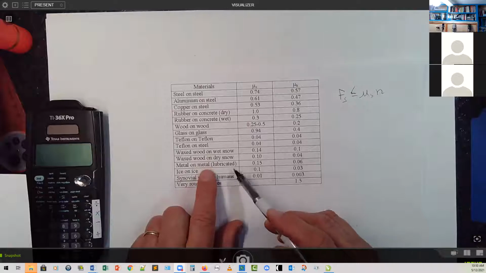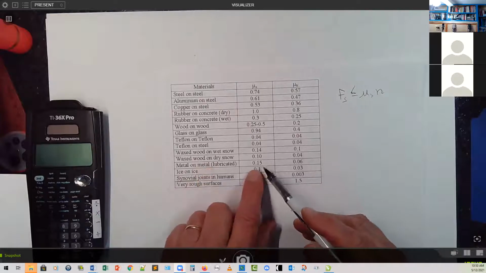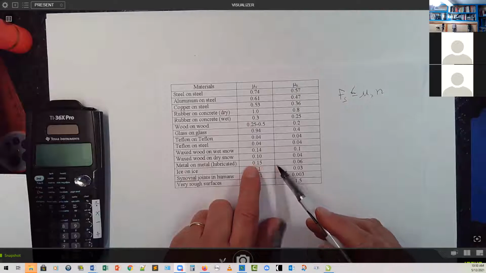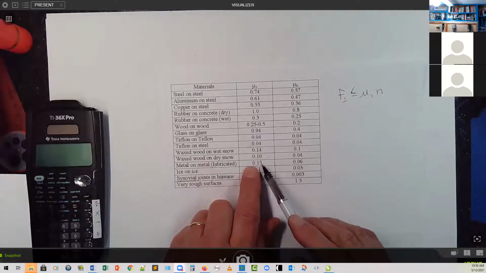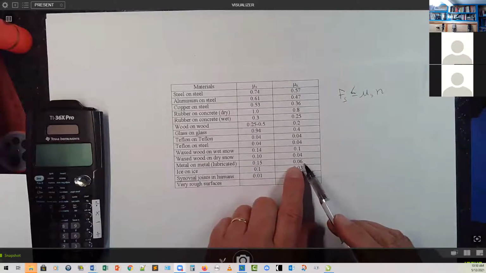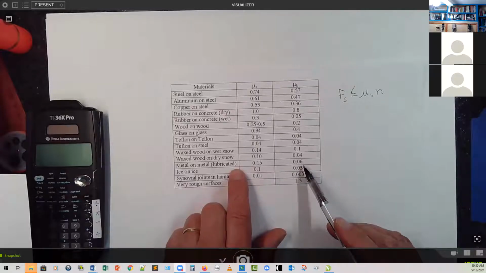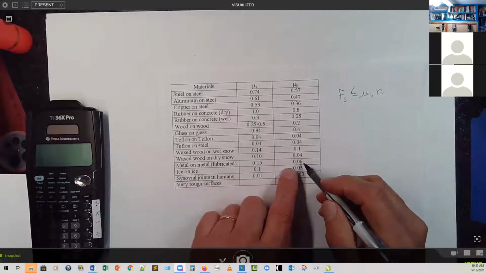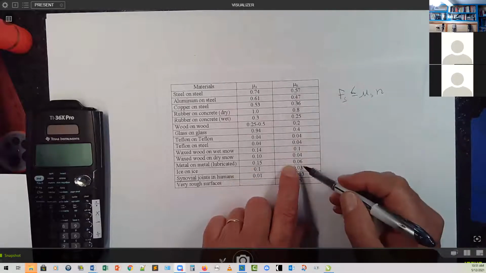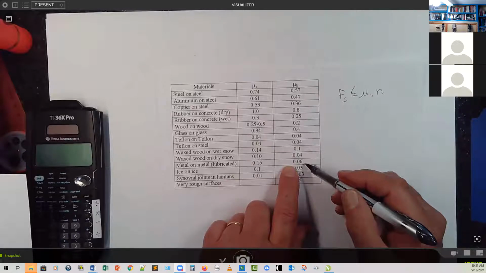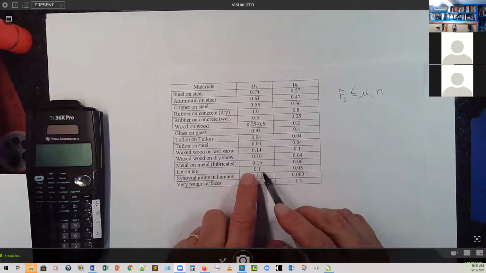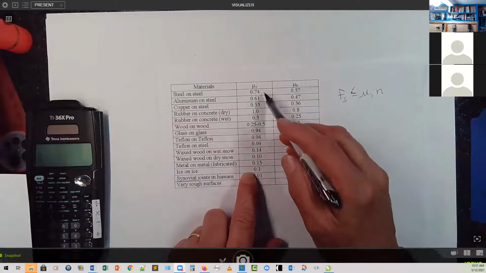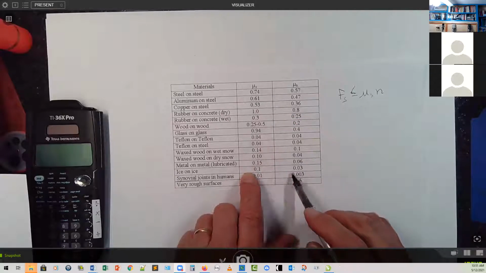Metal on metal lubricated, that would be a layer of oil between the two things. So quite a bit higher. It's actually 0.15, which is 2.5 times as high as 0.06. So when you have oiled metal sliding past oiled metal, that's kinetic friction. They move very easily. Ice on ice, it can get kind of locked up together if it's static friction, but once it's sliding, it slides very well.